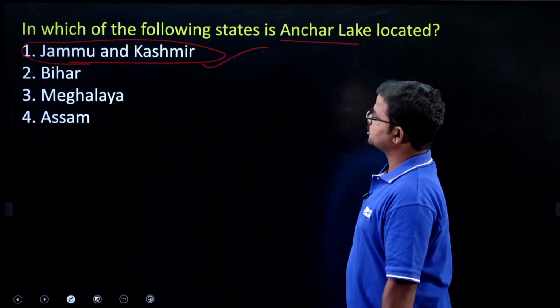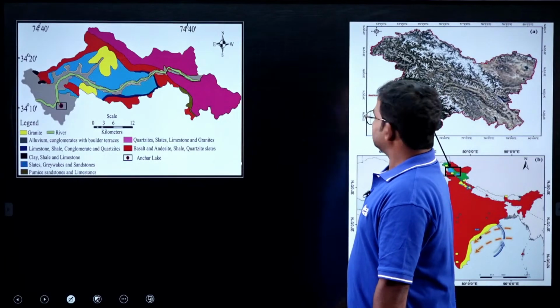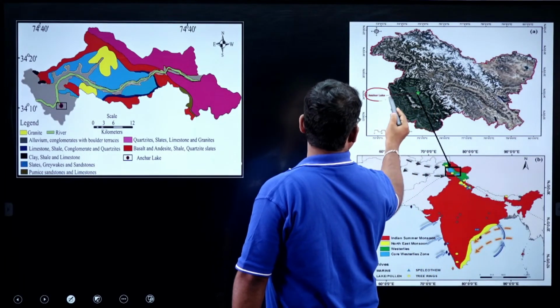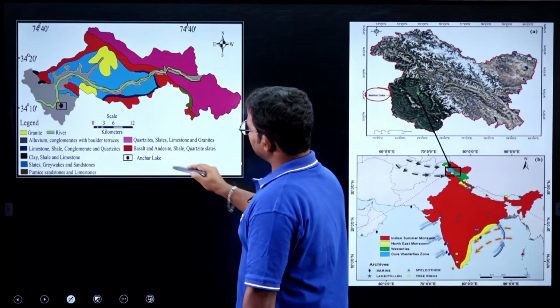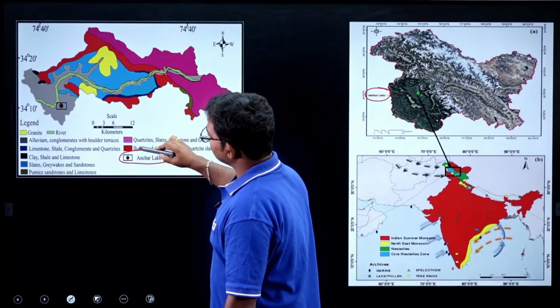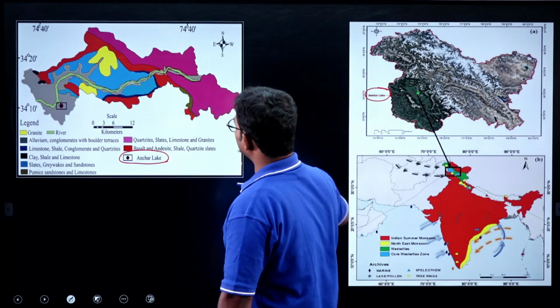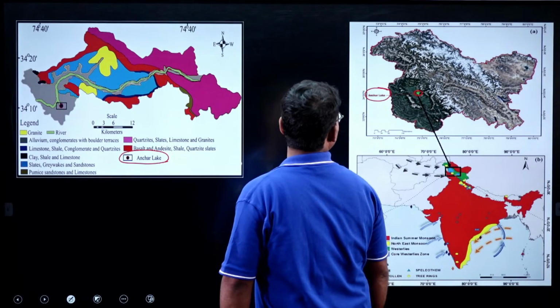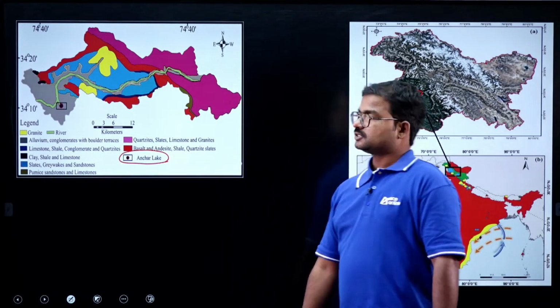Option 1, Jammu and Kashmir. Here is the information. Suppose you consider Jammu and Kashmir, here exists Ankar Lake. So this is the locality. Mostly here we can observe that this region is majorly having Ankar Lake. Right, so next one.